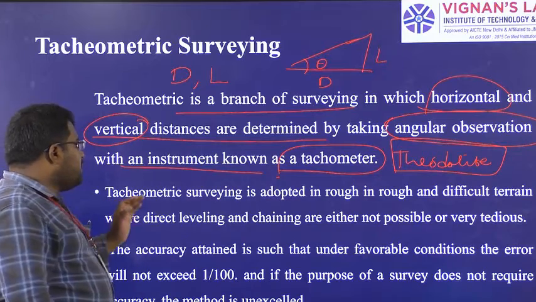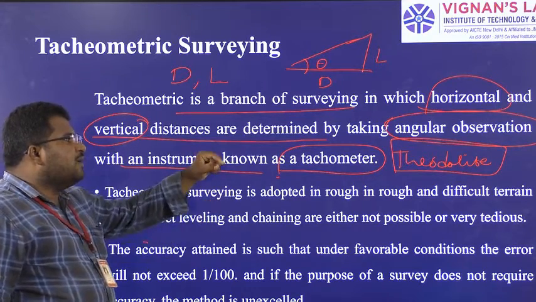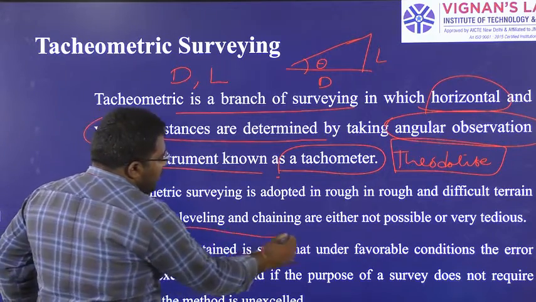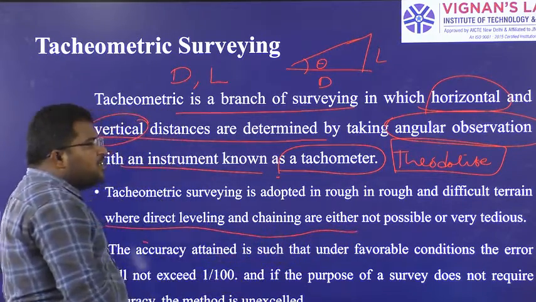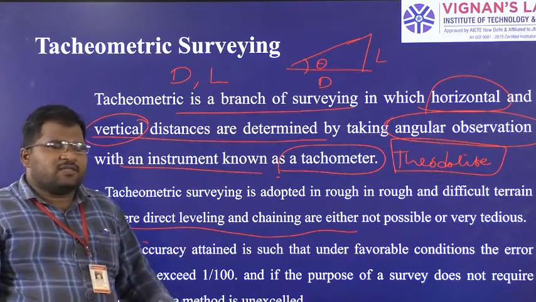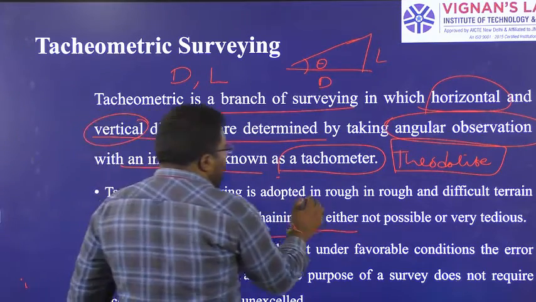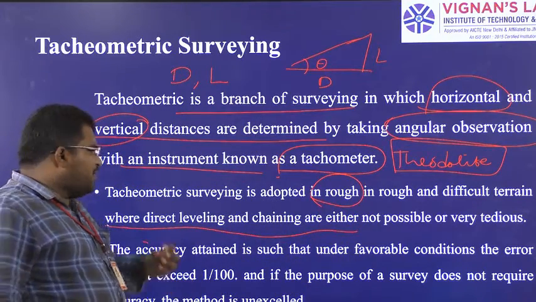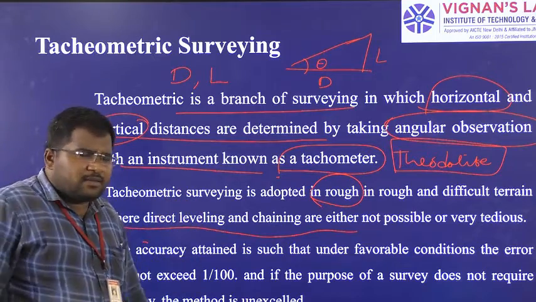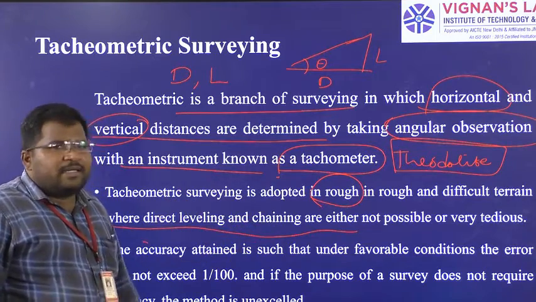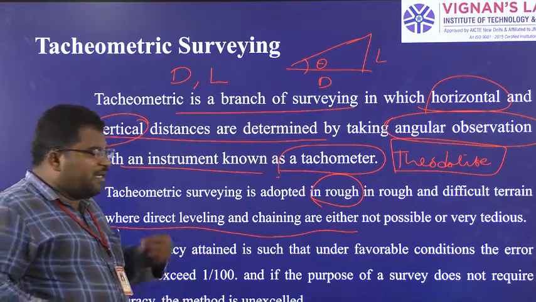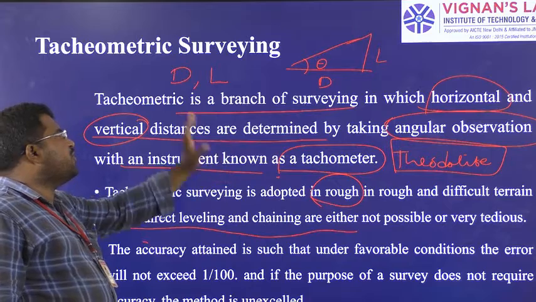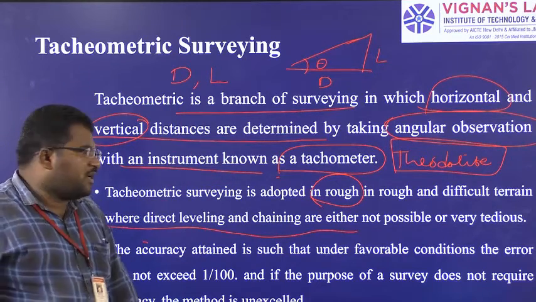Tachyometric surveying is adopted in rough and difficult terrain where direct leveling and chaining are either not possible or very tedious. It does not give exact results, but whenever you are unable to do the leveling or the chaining because it is very difficult, tedious or not possible, we use tachyometric surveying.